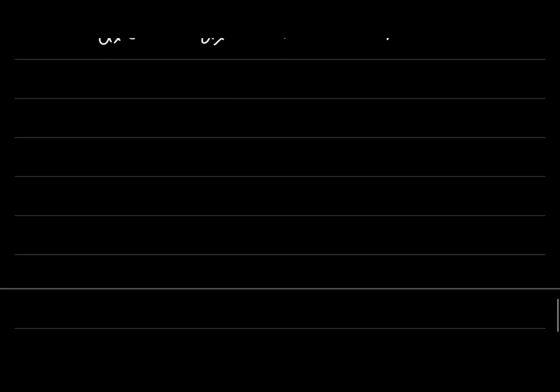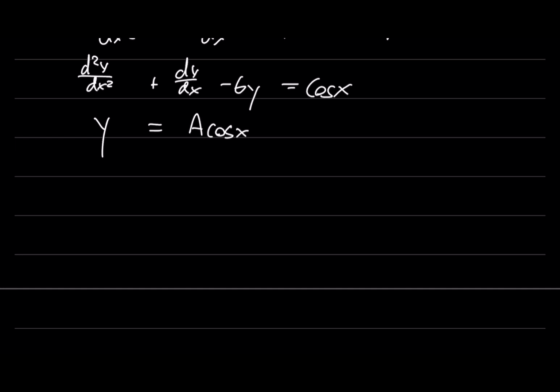So if I, for example, had d squared y by dx squared plus dy by dx minus 6y is equal to cos x, what would you say the form of the particular integral is? Well, the form of the particular integral is y equals a cos x plus b sin x. In this case, the m value is 1, so we just say a cos x plus b sin x, and we find our dy by dx and d squared y by dx squared. And that's how you'd find the particular integral for anything dealing with trigonometry.